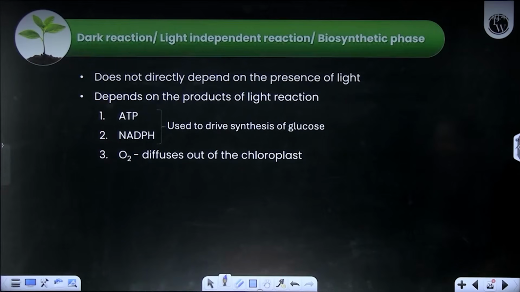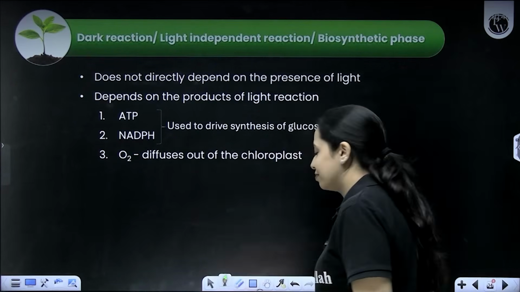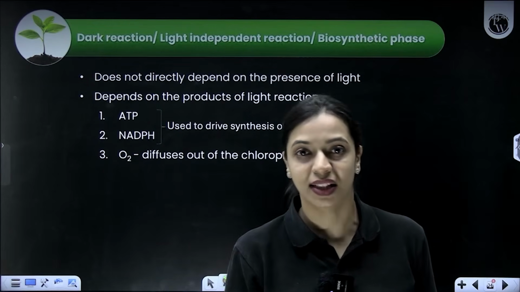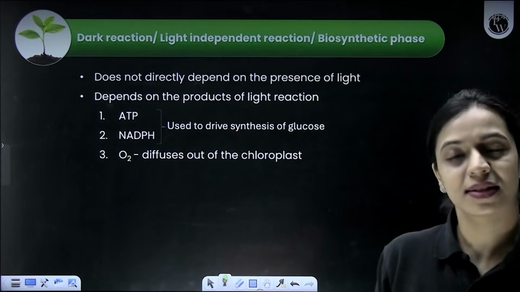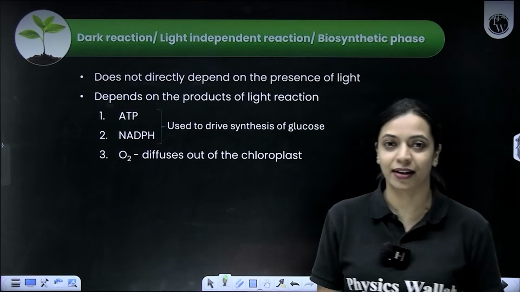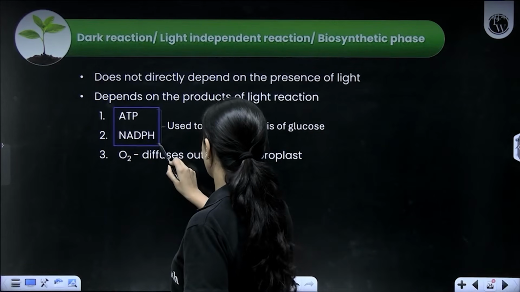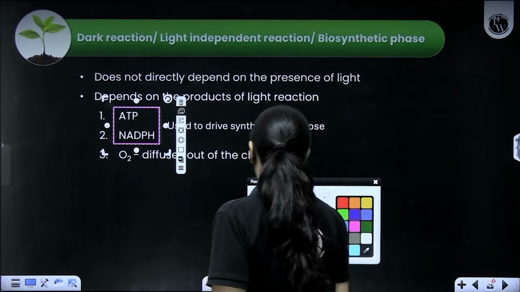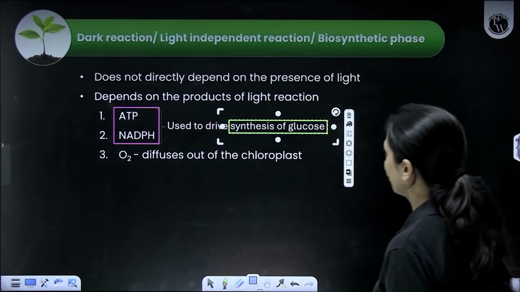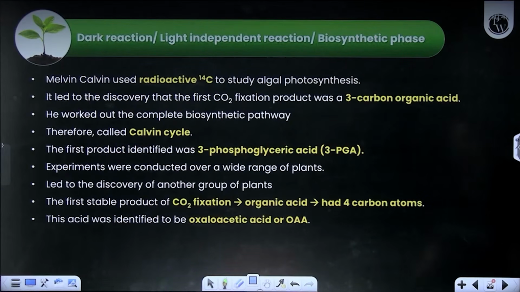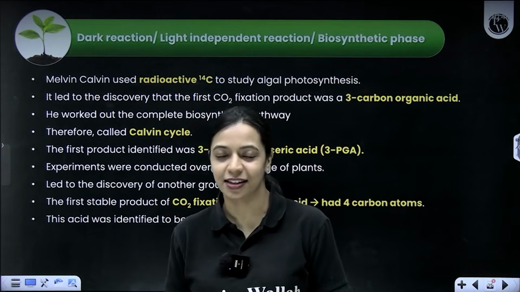Okay, now we have to talk about the dark reaction. Dark reaction, like I mentioned earlier, is also called the light independent reaction or the biosynthetic phase. Biosynthetic because here is when the actual synthesis of glucose will happen, and this does not directly depend on the light or sunlight, and it depends on the products of light reaction. So ATP and NADPH that are produced during light reaction will be used to drive the synthesis of glucose in the dark reaction.